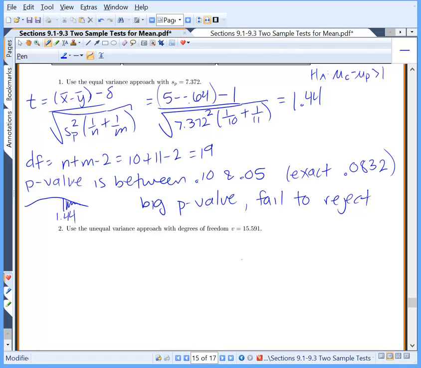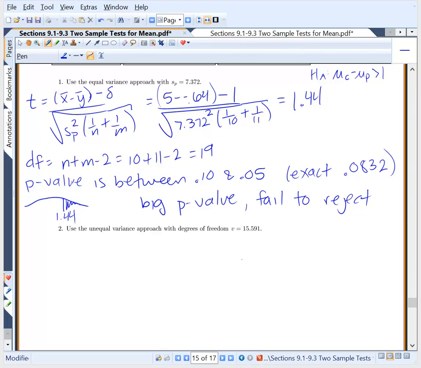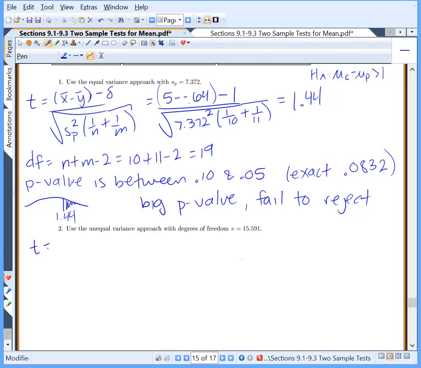Now let's try it with unequal variances, just so you can see the difference in the two methods, and the difference in your results of the two methods. So use the unequal variance approach with degrees of freedom of 15.591. I calculated that part for you just to save you some time. So our test statistic would ordinarily be x bar minus y bar over the square root of sx squared over n plus sy squared over m. So basically each variance divided by its sample size. Now because we have a specified difference, we need to do minus delta. That's the only thing that changes in the formula.